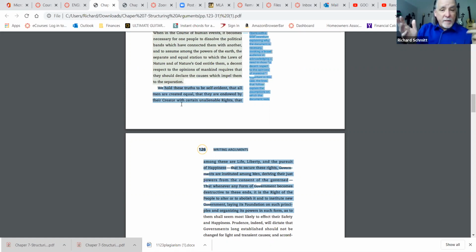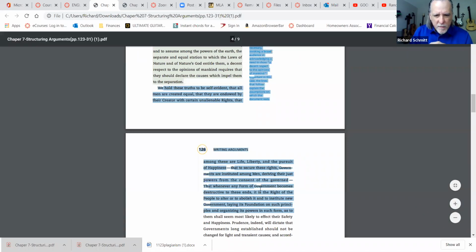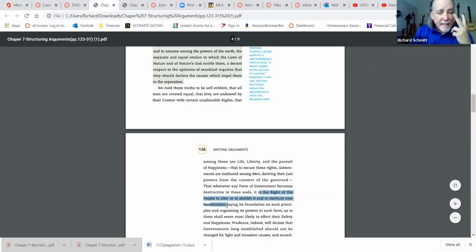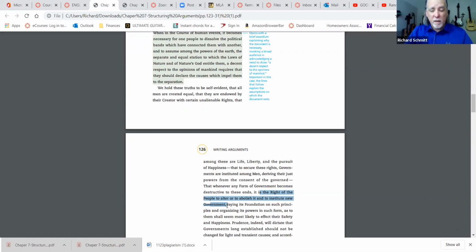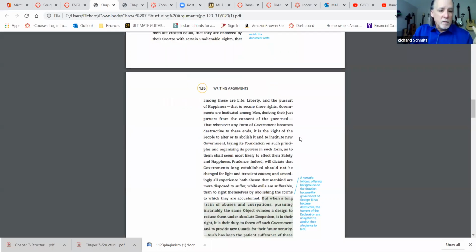The second part of the deductive argument is, and I'm basically giving you answers here to the quiz that you'll take, because we'll look at it again in a few weeks. But the second part is, if the government doesn't do that, then it is the right of the people to alter or abolish it and establish a new government. That's the second part of the bigger argument of the Declaration of Independence. The third part is the conclusion.